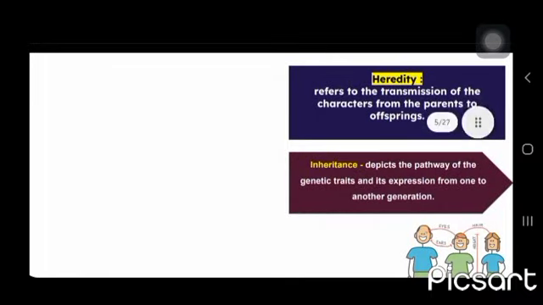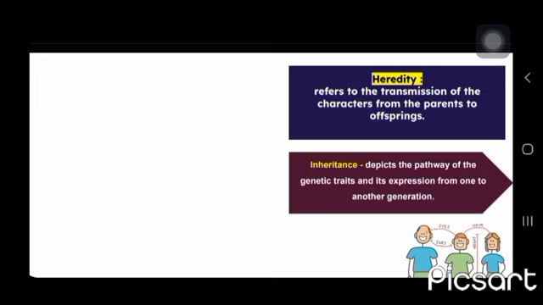Now, what is heredity? Heredity refers to the transmission of characters from parents to offspring. And what is inheritance? It depicts the pathway of genetic traits and their expression from one generation to another.